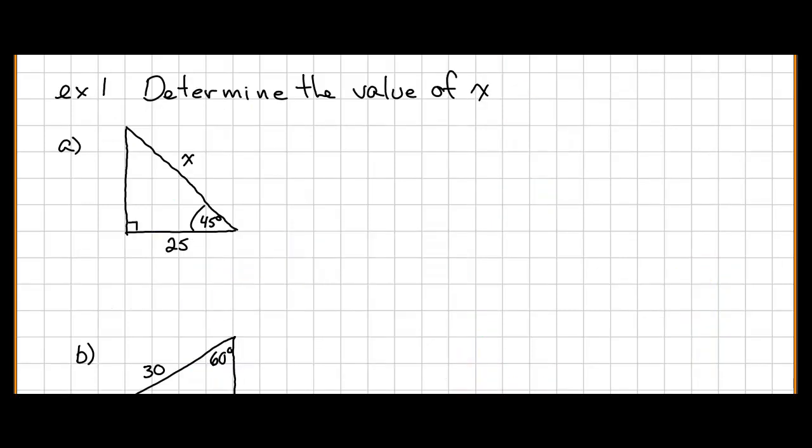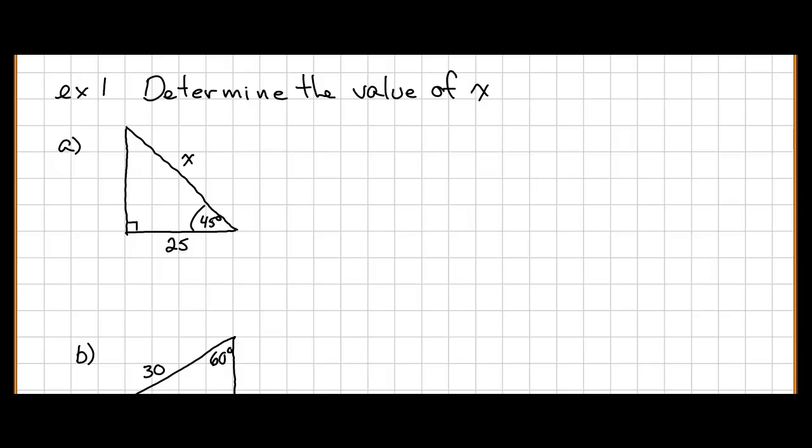Now we're going to use those values of sine, cosine, and tangent to calculate missing sides. So we're going to determine the value of x on 3 different triangles here. Whenever we're looking for a missing side, especially in a right triangle, we can use trig ratios if we know an angle and one other side.